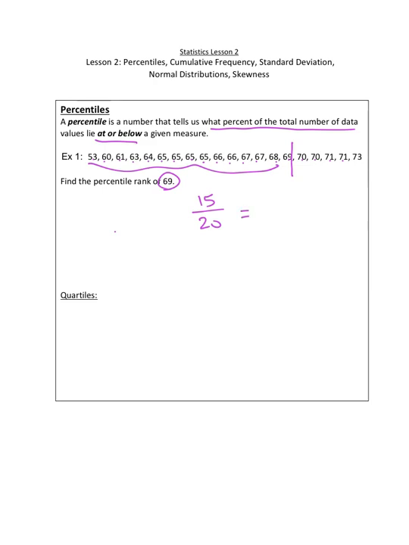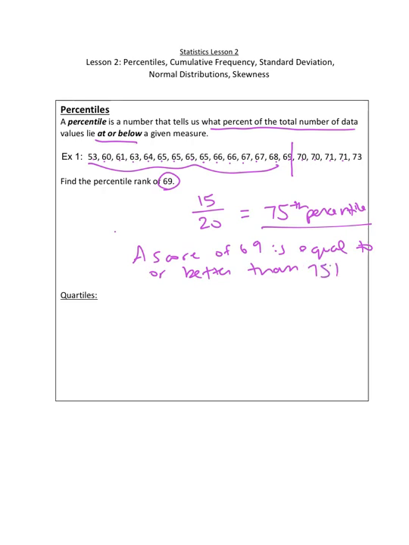So for the percentile, you convert that to a percent. If you convert that into a percent, you multiply by 5, and you're at the 75th percentile. So you count how many were equal to or better than, put that over the total, and convert that to a percent. That's what 75th percentile means. It means that a score of 69 is equal to or better than 75% of the class.